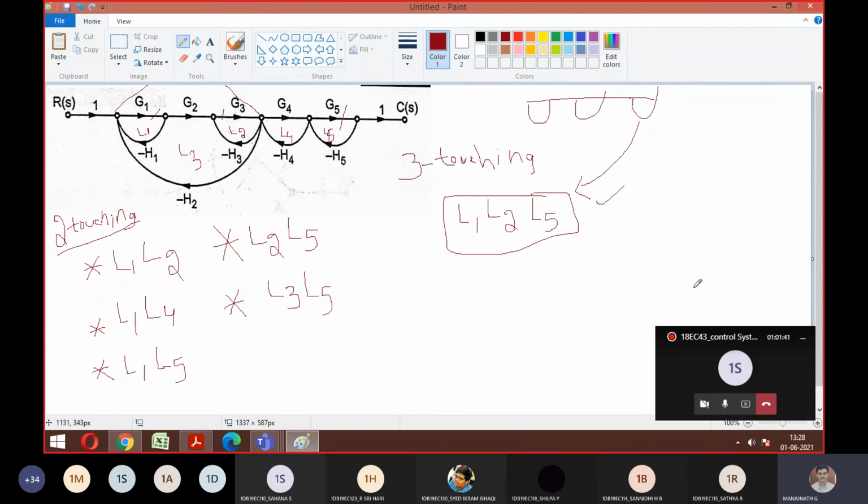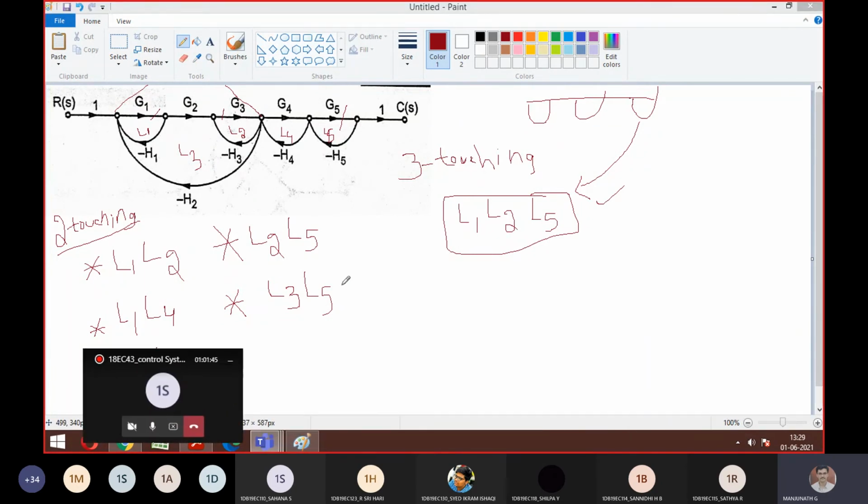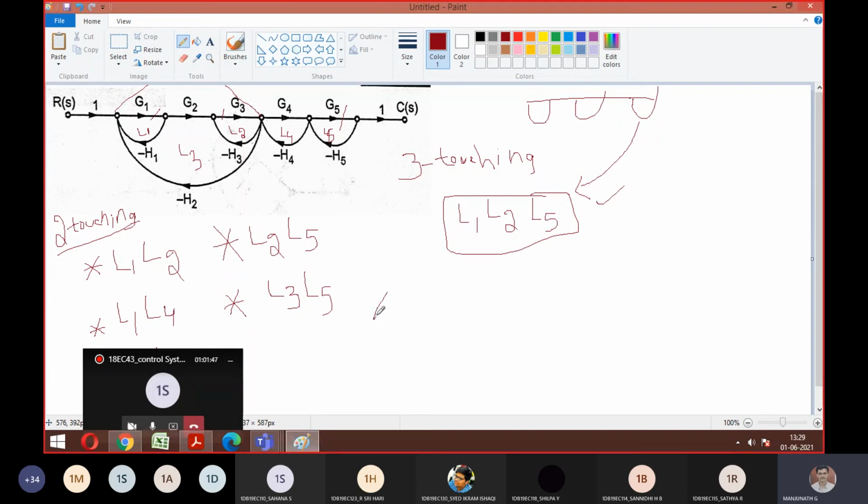So from this we can conclude what is my delta formula. So can anyone tell me what is delta formula now? Delta is equals to 1 minus the sum of all the loops. So how many loops you have? 5, right? So you should write L1 plus L2 plus L3 and so on till L5. So you need to expand it completely.